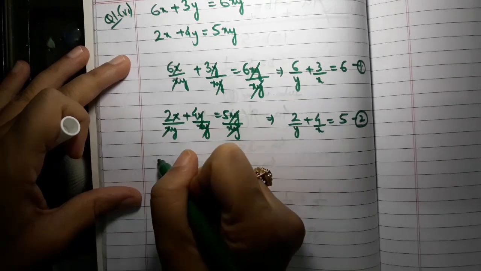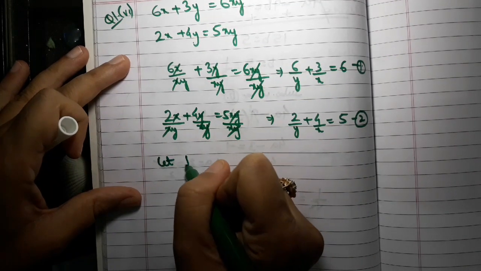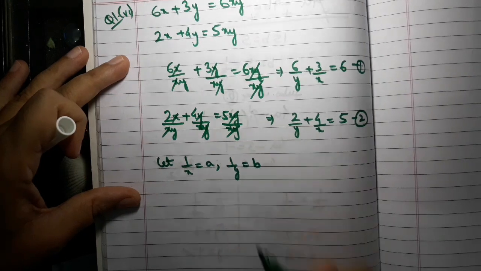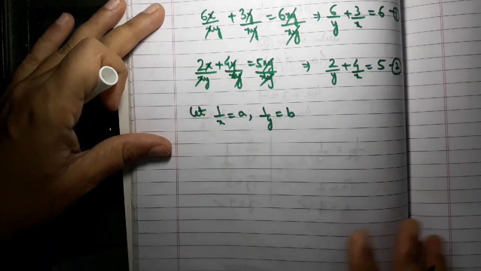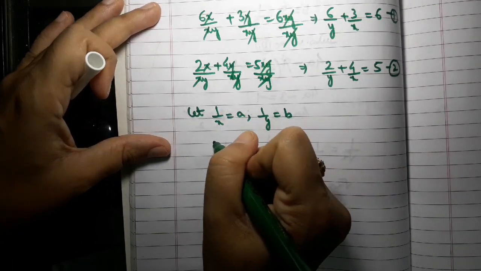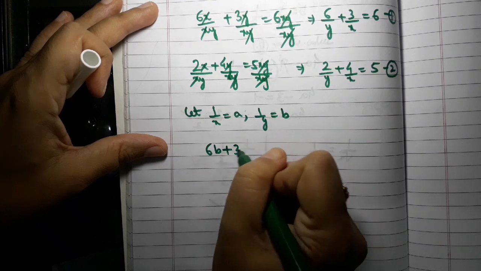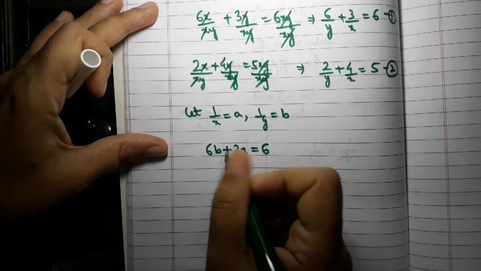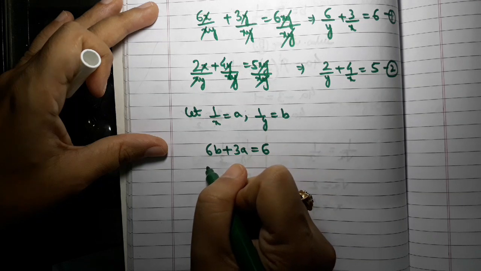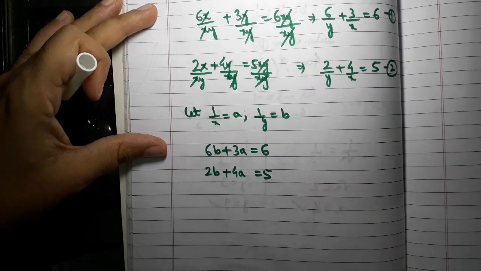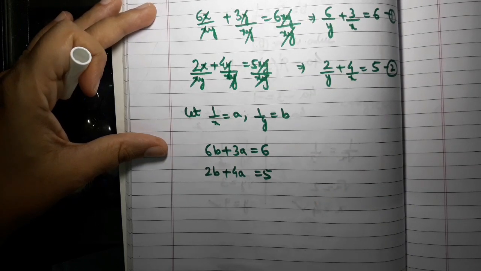Further, we substitute, let 1 by x be equal to a and 1 by y be equal to b. So over here, the equation becomes 6b plus 3a is equal to 6, and the other equation becomes 2b plus 4a is equal to 5. Now we will solve these two equations.